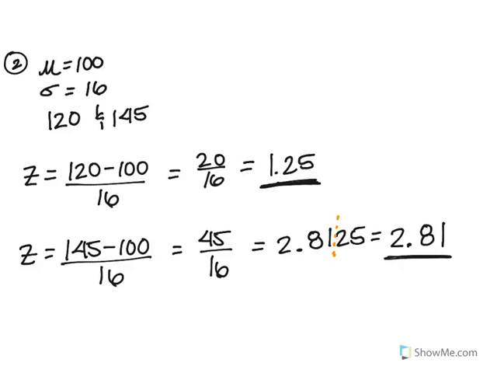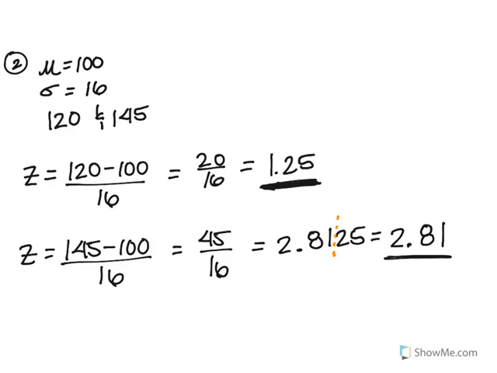All right, on number 2, I don't know if I hit the pause button, so I don't know if you were listening to me or not. I don't know if it recorded. But on number 2, you're going to find the percentage of people who have IQs between 120 and 145. So we're using the same mean of 100 and standard deviation of 16. So I converted 120 to a z-score. That's 120 minus 100 divided by 16, which gives us 1.25 on the dot.